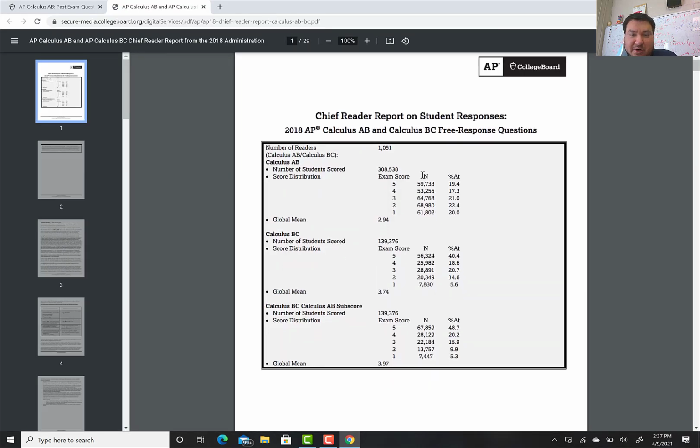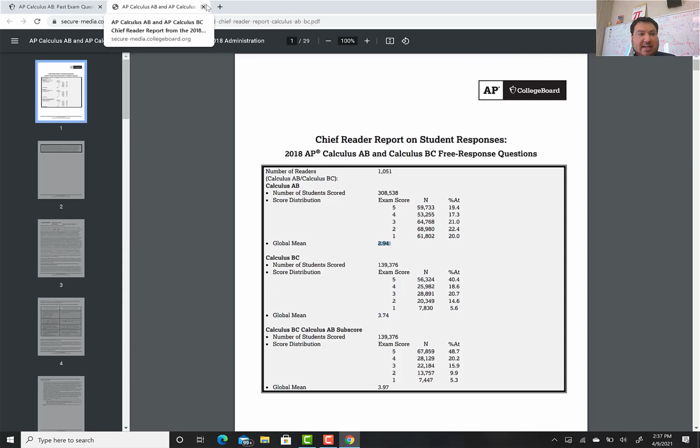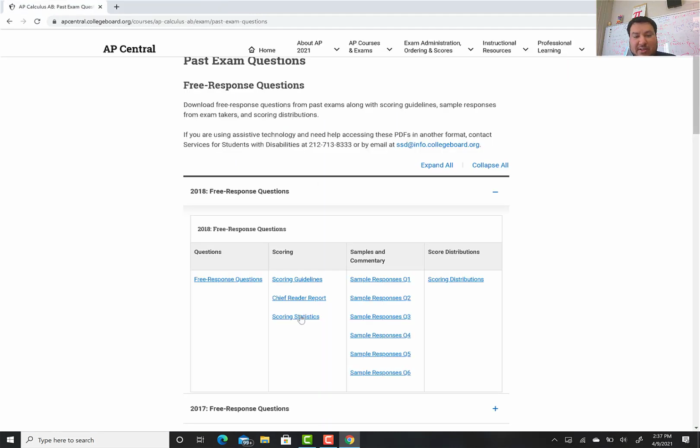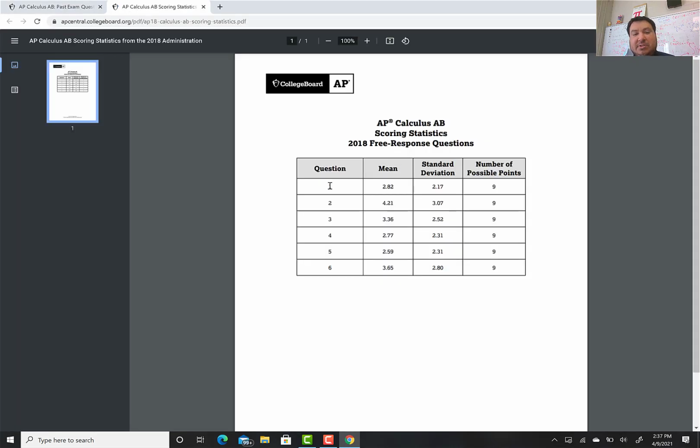It tells you the score distributions: how many fives, how many fours, how many threes. You can see that the average was 2.94 and all that good stuff. But anyways, that's not what I wanted to show you. What I really wanted to show you is the scoring statistics. So here, this tells you how many points each question got, guys. So question 1, on average, it was 2.82, 4.21, 3.36, 2.77, 2.59, 3.65. So over the last 5 years, in 2019, there was a question that got 1.81 points.